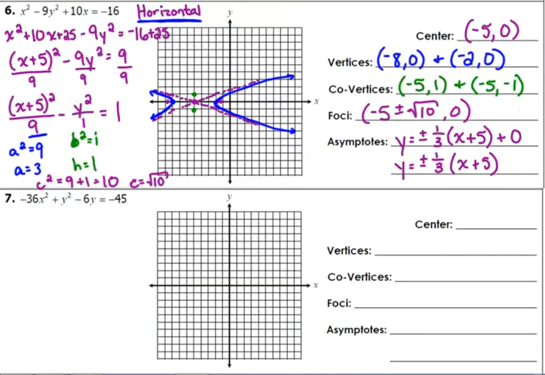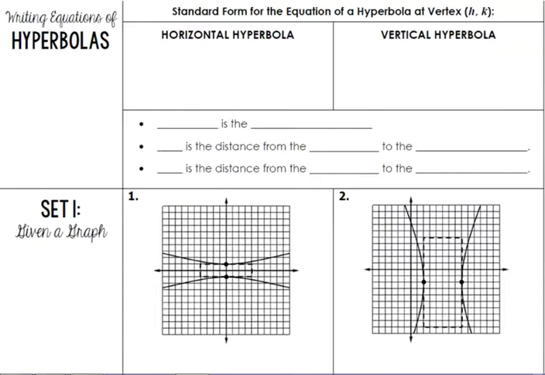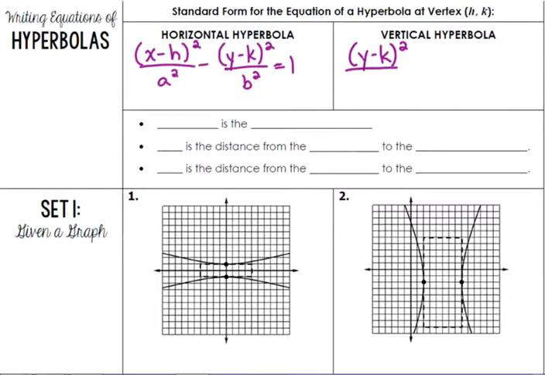Let's go ahead and look at an example of writing the equations, and then we can practice. Okay? So let's write it down one more time. If it's a horizontal hyperbola, it's x minus h squared over a squared minus y minus k squared over b squared is equal to 1. Vertical just flips it around. The y comes first. And the a and the b stay where they are on this one.